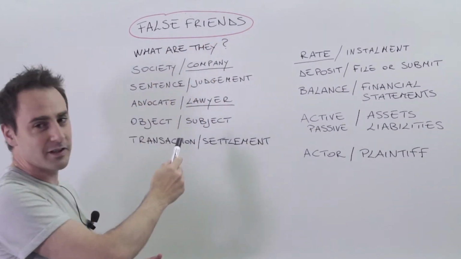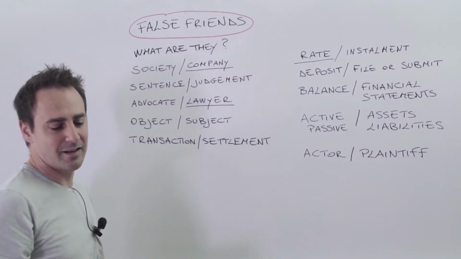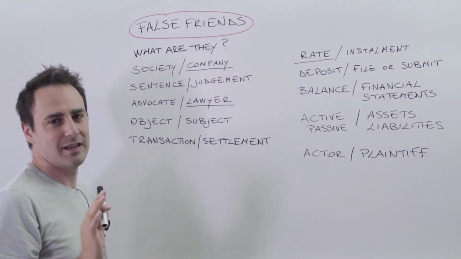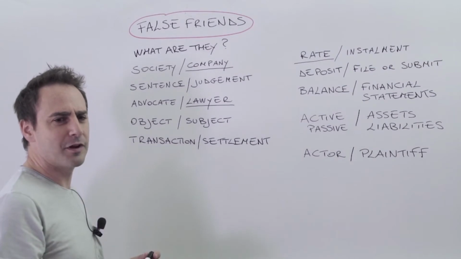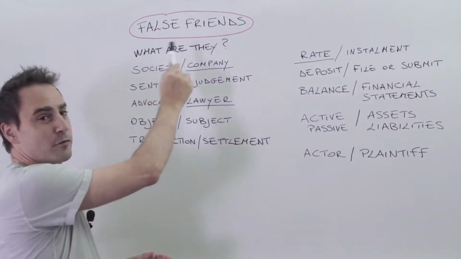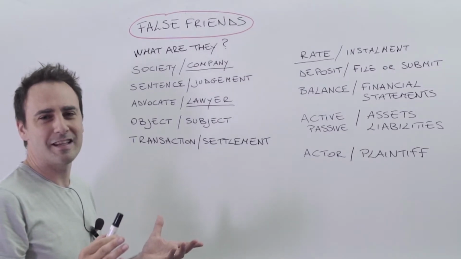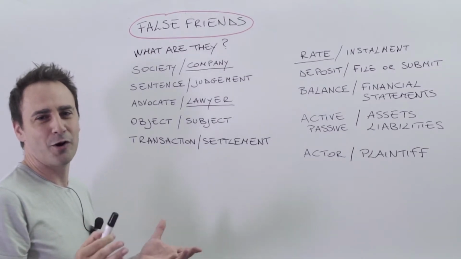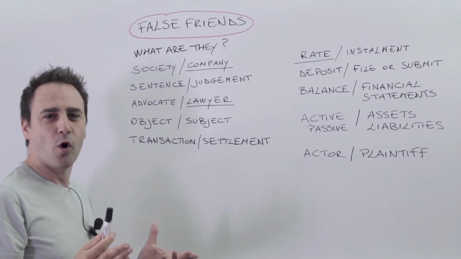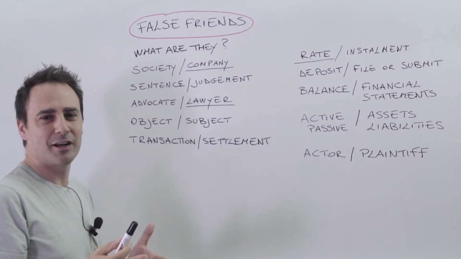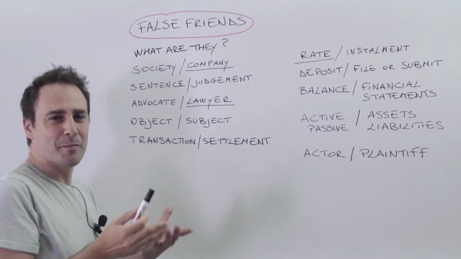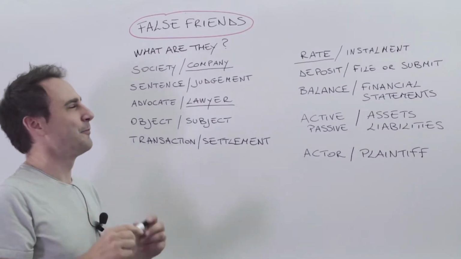Here on the board, you find a list of the keywords used in class. Let me go through the list with you. First of all, what are false friends? They are the typical mistakes of Italian lawyers and accountants. Words that sound similar to Italian, but the meaning of the word is different.